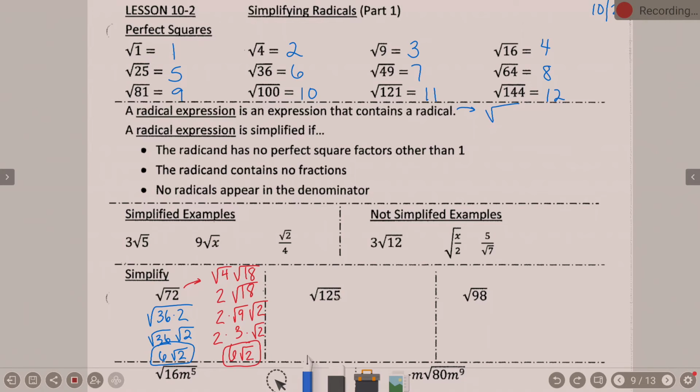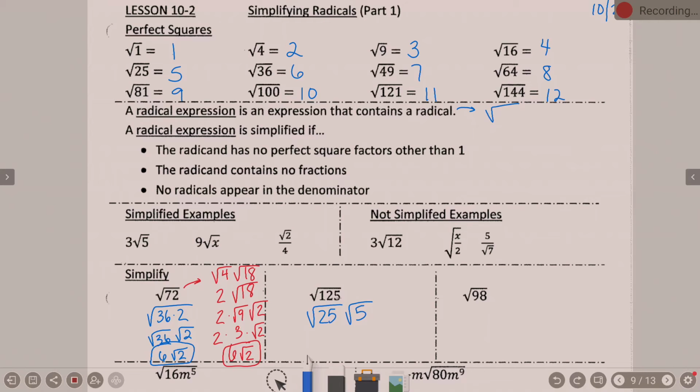But it divides by, what'd you say, 25? Yeah. So that means I rewrite this as 25 times 5. Both numbers are under the square roots, right? Yeah. So I just rewrote 125 as 25 times 5.